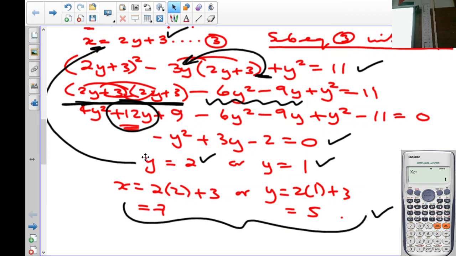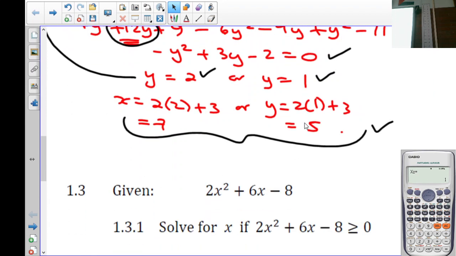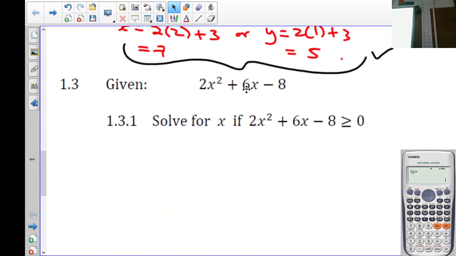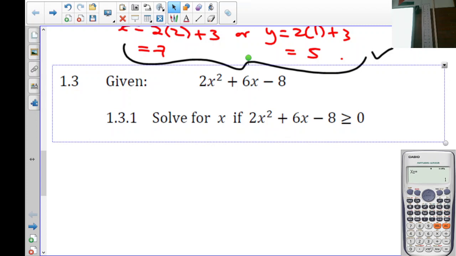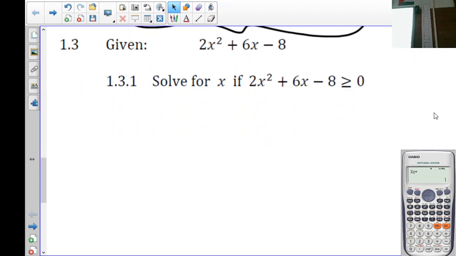Okay, so people, as one of our colleagues always says, this is your bread and butter in your paper 1. Mrs. Ibrahim always says that it's your bread and your butter for paper 1. Those are the marks you must bag.